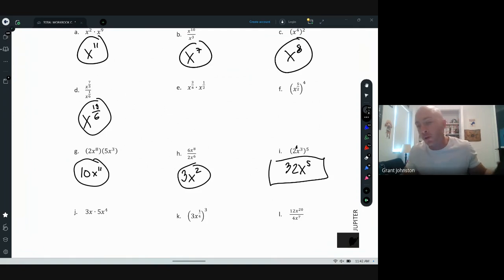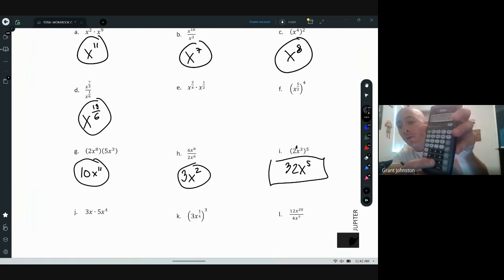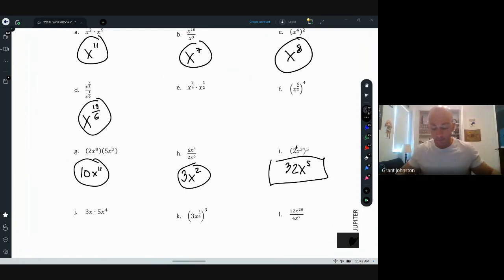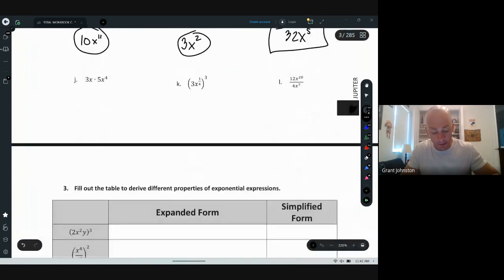And if you didn't know 2 to the 5th was 32 and you want a little shortcut with the calculator, if you go 2, y to the x up here, 5, that would give you 2 to the 5th. It equals, and you get 32. I'm going to let you do the rest on that page.